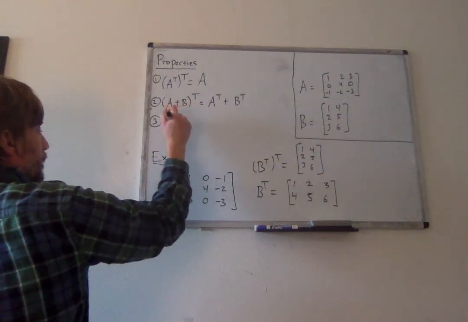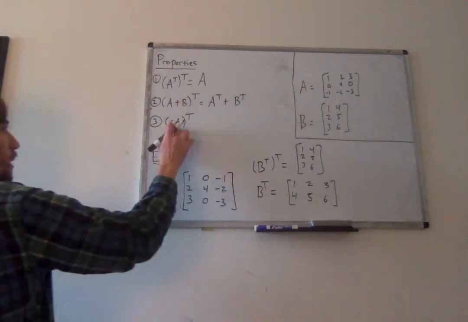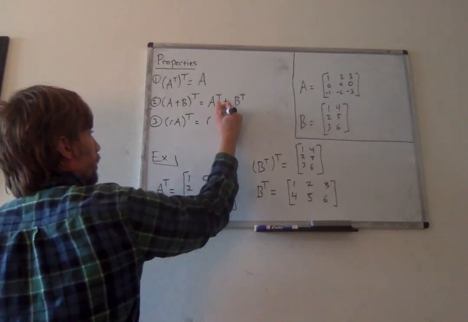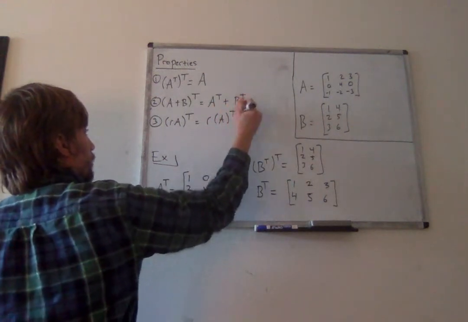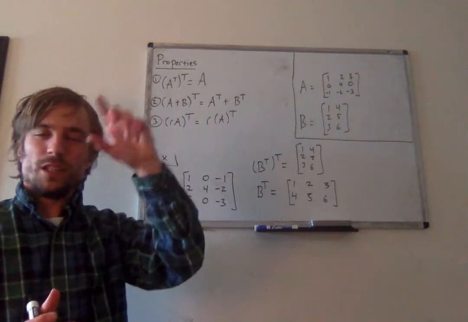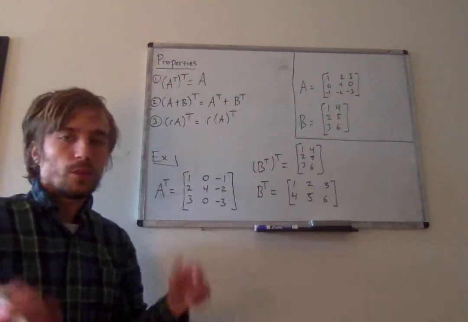Transposes don't care about scalars, so if I have a scalar R, then R times A quantity transpose, I can just factor out the scalar. Again, I think that one's fairly sensible. Switching the numbers around, if they're all divisible by the same thing, I could just pull that thing out, switch it in, and bring the scalar back.